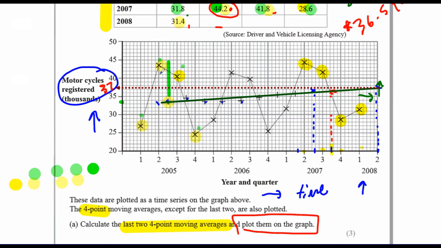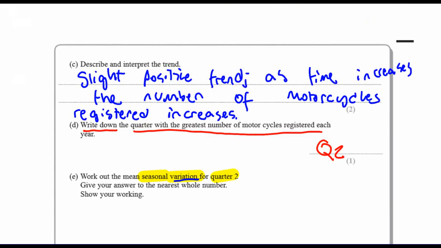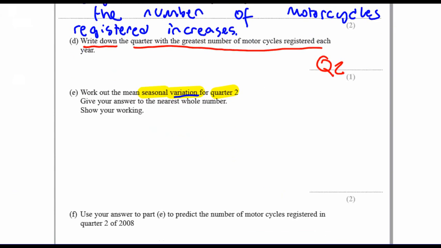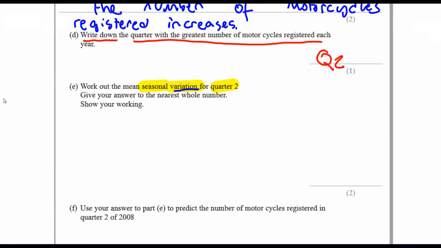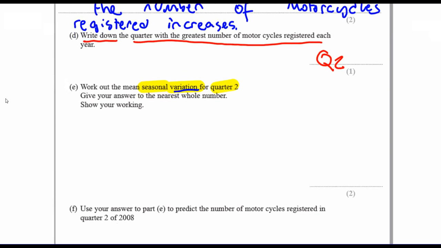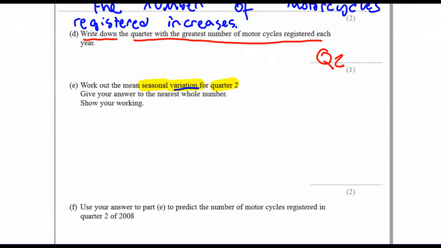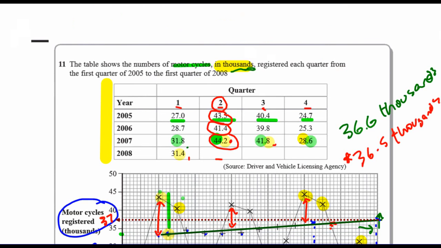Now, what's it talking about variation? Well, it's saying that each time quarter 2 is not actually on the trend line. Look how far away it is each time. Now let's go back to the question. I'm actually answering 2 questions in one here because I've started talking about the next one as well.